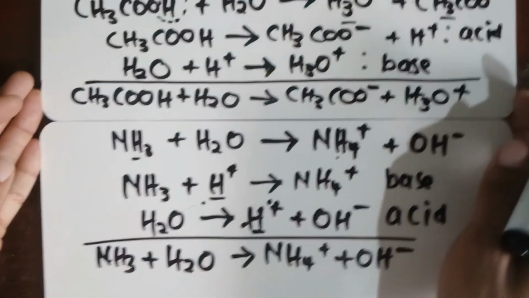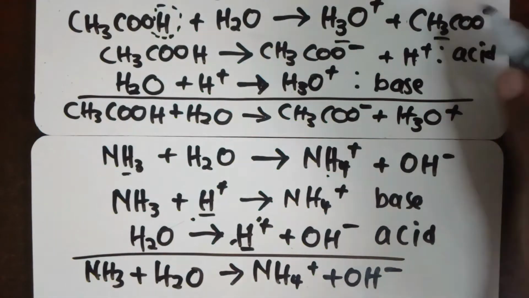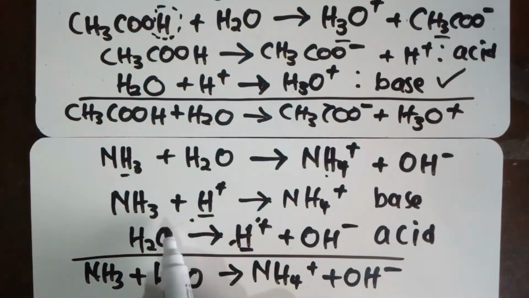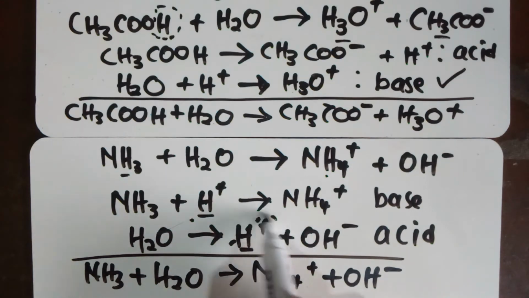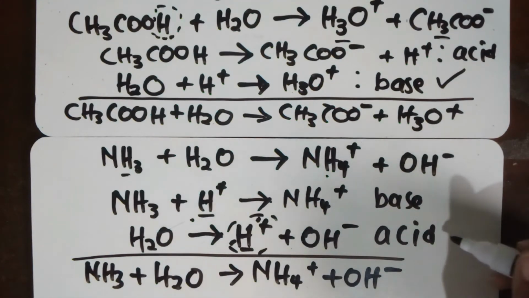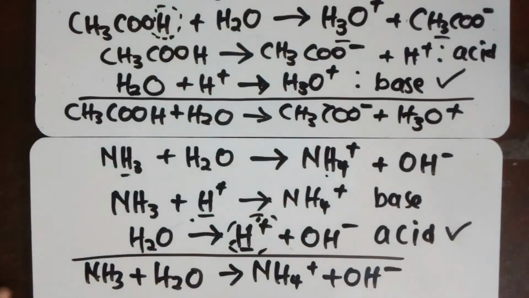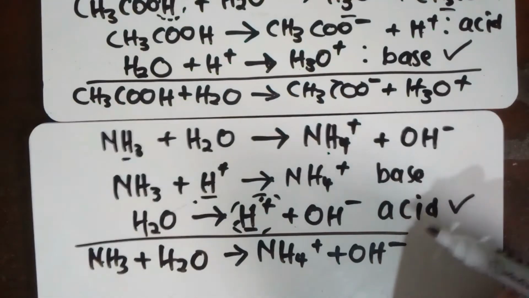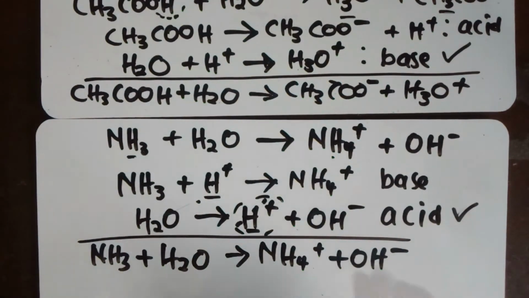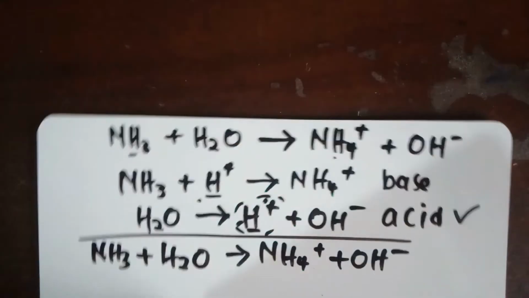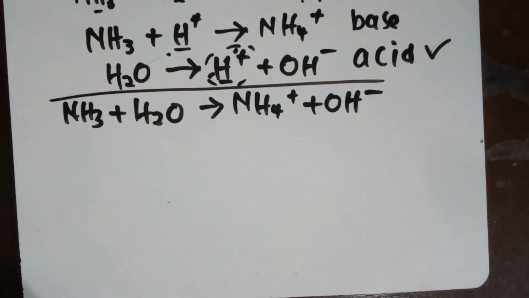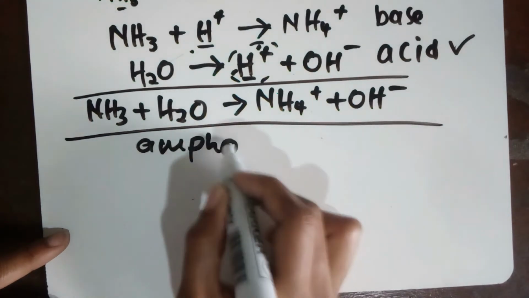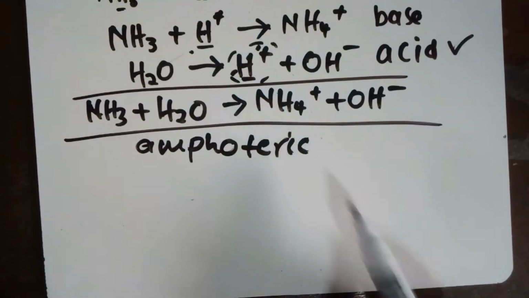What are you noticing? You must be noticing something interesting here about water. In this reaction with acetic acid, water accepted a proton and we said it was a base. But in this reaction here, water actually donated a proton, and if you use the Bronsted model, it means that it is an acid. So what that must be telling you is that there are some substances that act as either a base or an acid depending on what they are reacting with. And there's a name for those types of substances. We normally call them amphoteric substances. So water is an example of those types of substances.